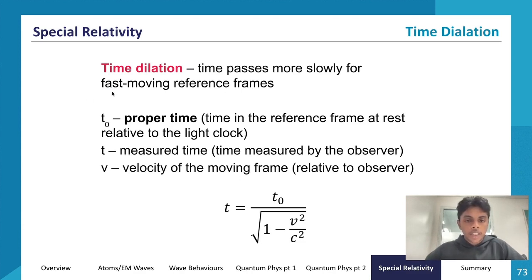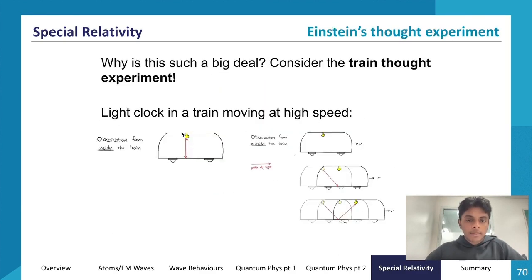So T naught is proper time: the time in the reference frame at rest relative to the light clock. T naught in this case is the time that the guy inside the train measures. The time that it takes light to go straight down and straight back up, that's T naught.